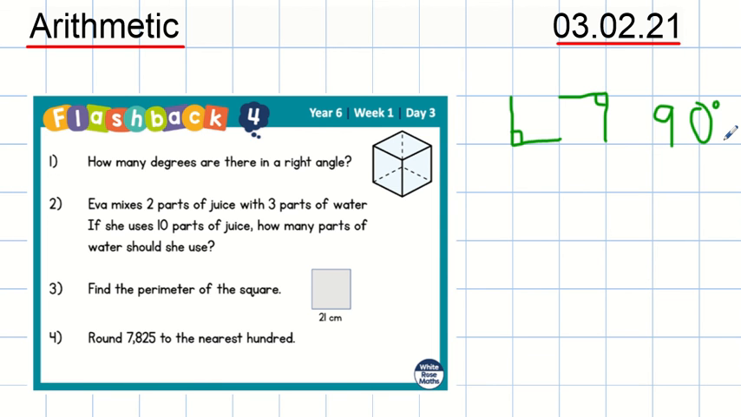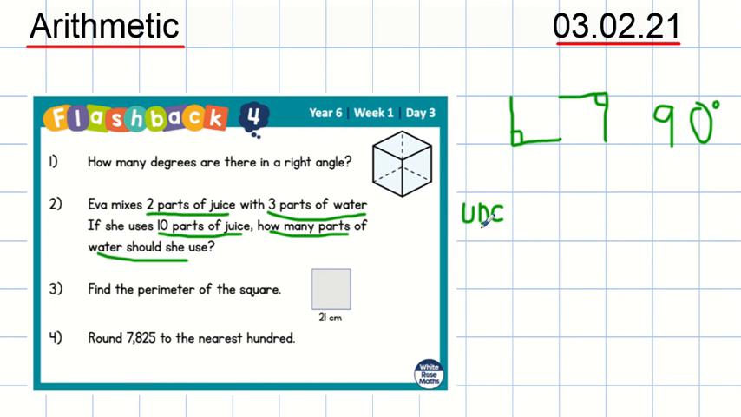Okay, so now we're moving on to a ratio question, but it's been put into a word problem today. So when we do a word problem, we use UDC to help us. So first of all, we're going to read and understand the question. Eva mixes 2 parts of juice with 3 parts of water. If she uses 10 parts of juice, how many parts of water should she use?